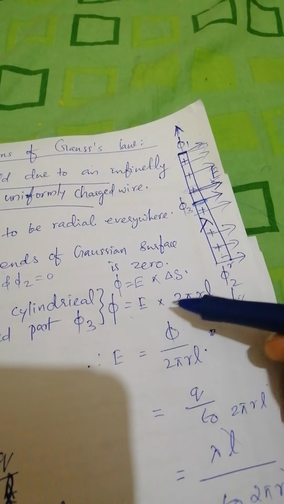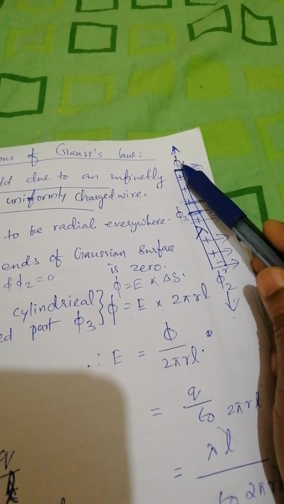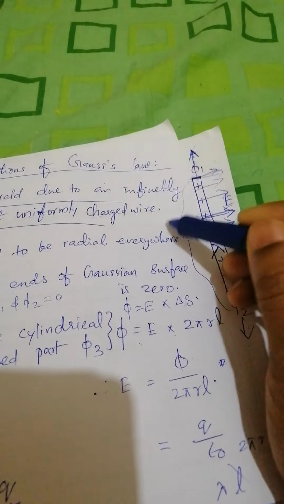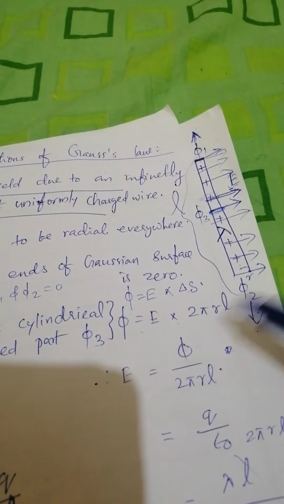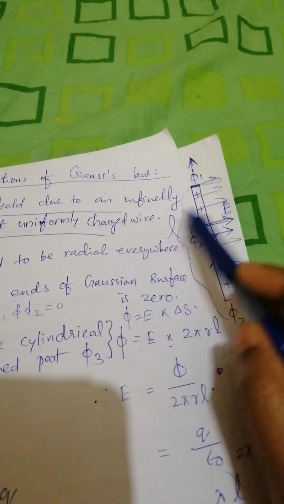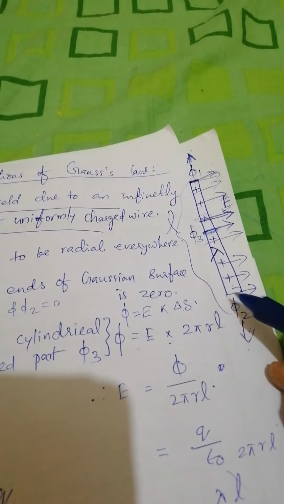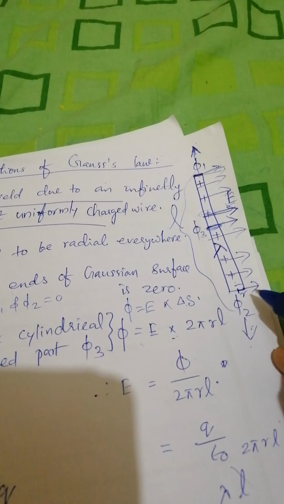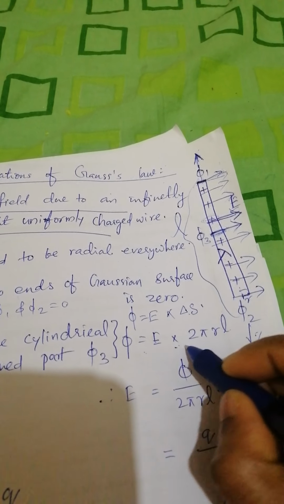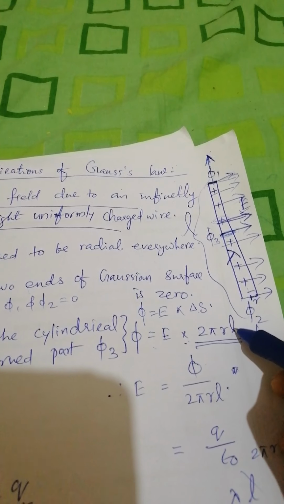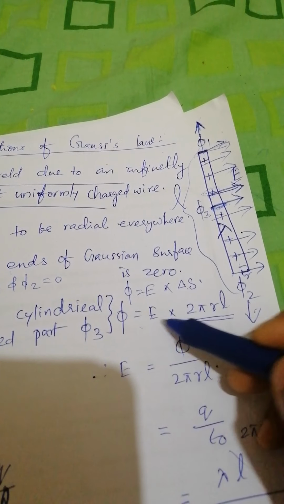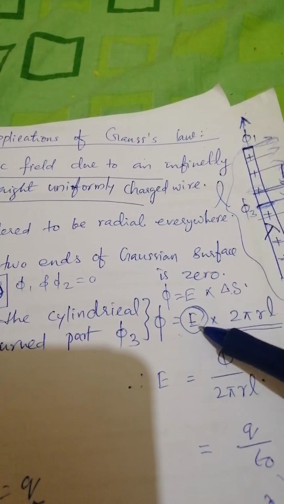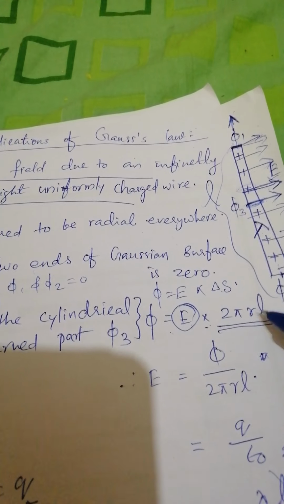So we can write it as E into, for the entire wire of length L, the cylindrical surface area 2 pi RL, where R is the radius of this wire. We know that the surface area of a cylinder is 2 pi RL. So we can write phi is equal to E into 2 pi RL. From this we can find the electric field. That is, electric field is equal to phi divided by 2 pi RL.